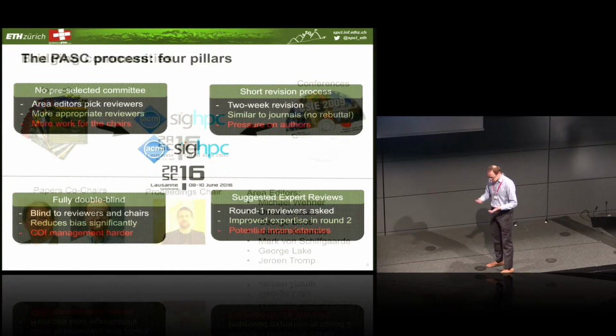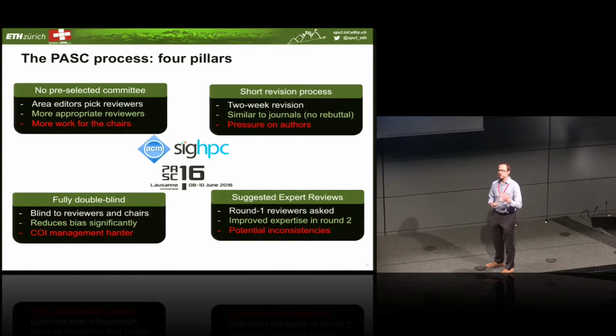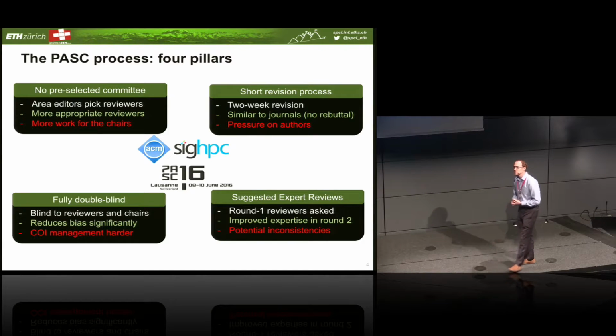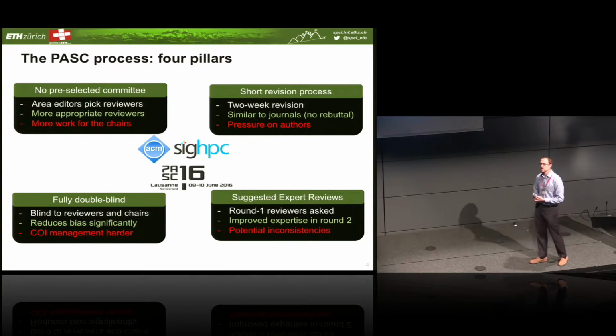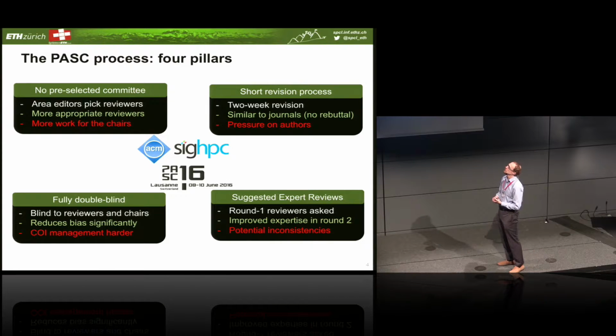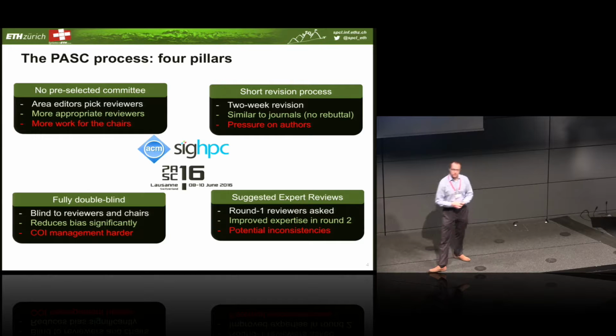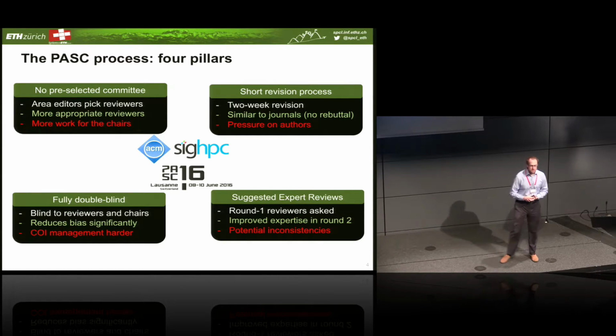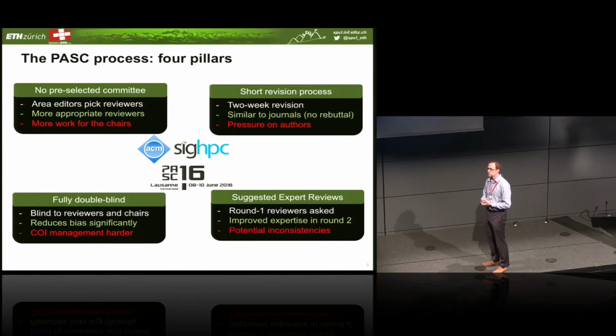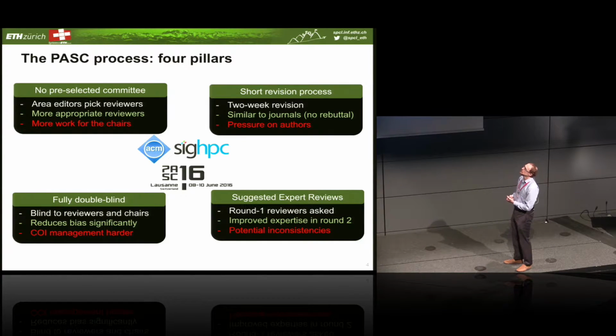For this paper process, we're really basing on four central pillars that are different from journals as well as from conferences today. The first pillar is that we don't have a pre-selected committee. This is extremely important. The review committee is established on the fly, so to say. Every paper is investigated by the area chair, and then the area chair finds the most appropriate reviewers for that particular paper. So this really gets us a higher expertise in the reviewing process. There's no pre-selected set.